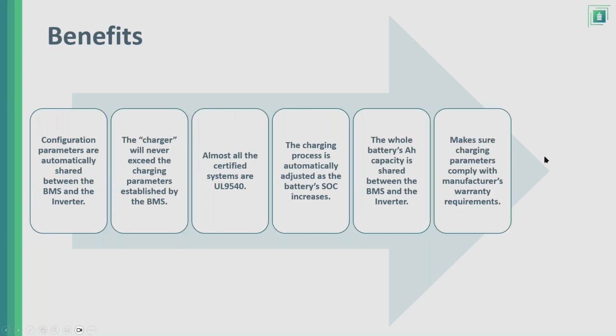And as I mentioned, we make sure that the parameters provided to the inverter comply with the manufacturer's requirements. Remember, this is about making sure the battery is being used the right way during charging and discharging. Those parameters are now part of the BMS. They were inserted there by the manufacturer, and they are being sent to the whole system, to the inverter and the charge controllers.